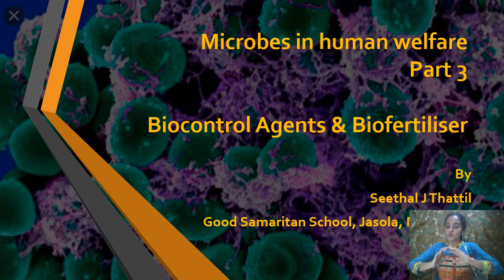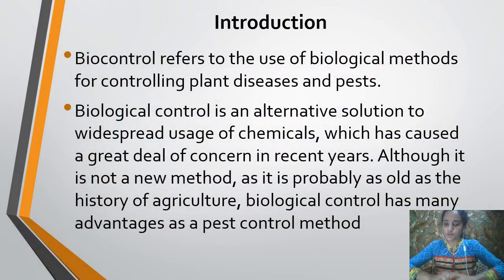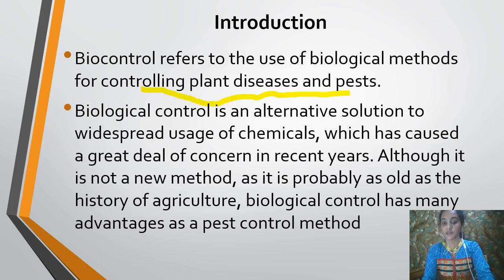Everyone knows the word meaning of bio is living. So what do you mean by biocontrol? We are using living organisms for controlling some kind of pest, some kind of insects, or adding them as manure. So that is coming under the biocontrol agent. So what do you mean by the biocontrol method? It is the use of the biological method. For what we are using this method? For controlling the different kinds of plant diseases as well as the pest.